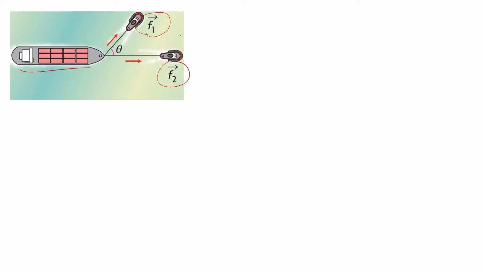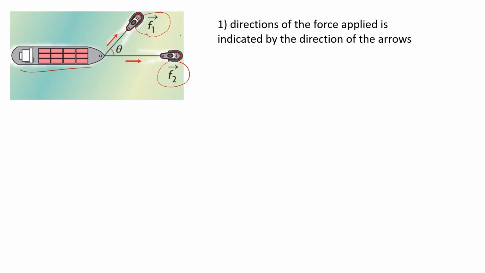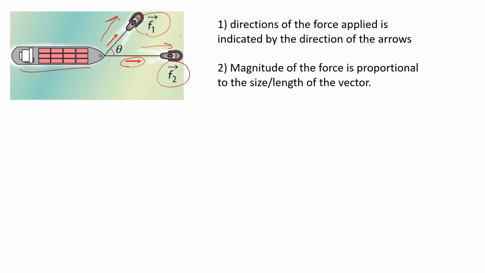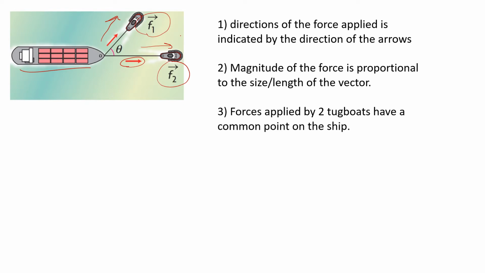Now, from the picture alone, I can make three assumptions. One, the direction of the force applied is indicated by the direction of the arrow, so this moves this way and this moves this way. Two, the magnitude of the force is proportional to the size or length of the vector, which we learned before. So the longer the vector, the greater the force applied. Three, I know that the forces applied by these two tugboats have a common point on the ship, which is right over here.